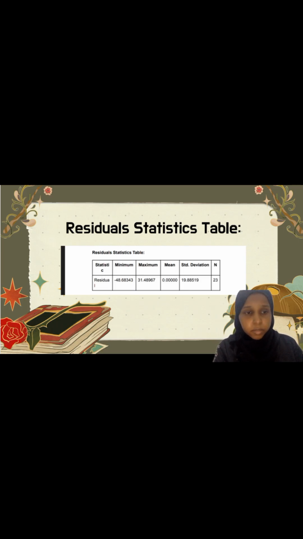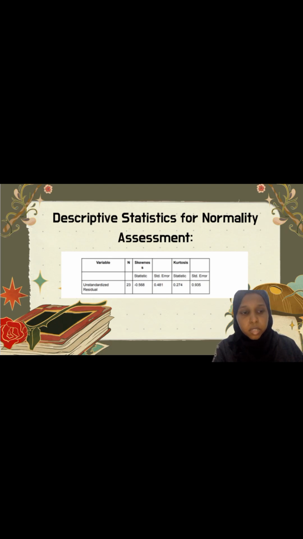Let's go to the next slide. Descriptive statistics for normality assessment. On this slide, we can see the descriptive statistics for assessing normality.